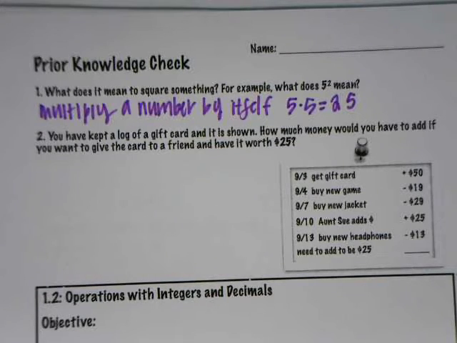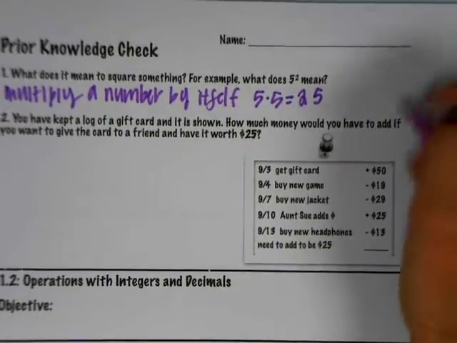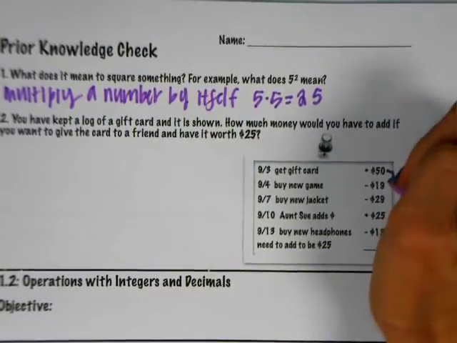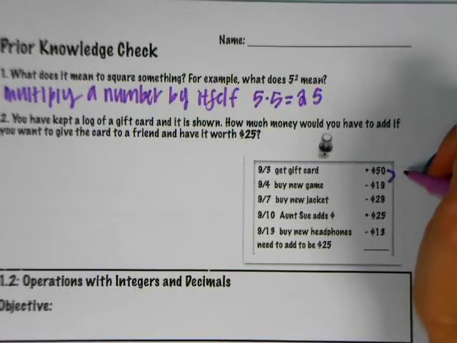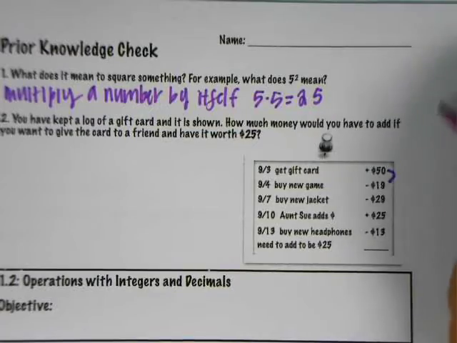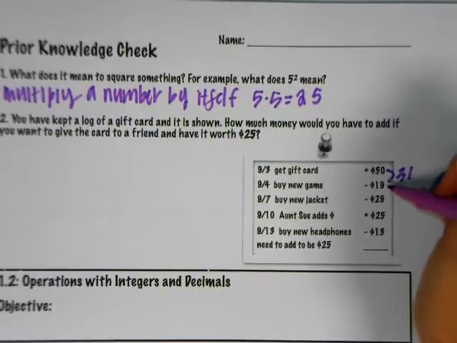All right. You have kept a log of a gift card, and it is shown. How much money would you have to add if you want to give the card to a friend and have it worth $25? So let's just go through real quick. Start with 50. So when you spend 19, how much do you have on there? 31. Good. Okay, so we're at 31, and then we subtract 29. Then where are we at?